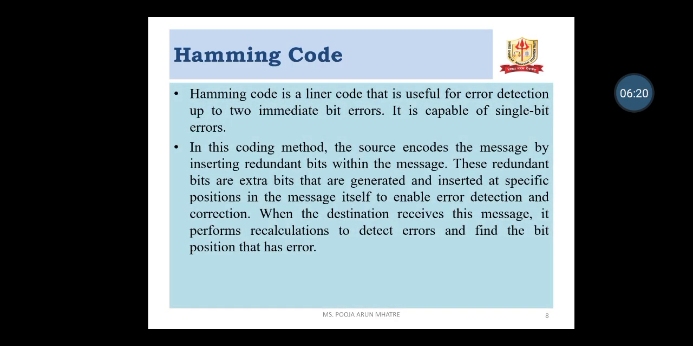Hamming code is a linear code that is useful for error detection up to two immediate bit errors. It is capable of correcting single bit errors. In this coding method, the source encodes the message by inserting redundant bits within the message. These redundant bits are extra bits that are generated and inserted at specific positions in the message itself to enable error detection and correction. When the destination receives the message, it performs recalculations to detect errors and find the bit position that has the error.